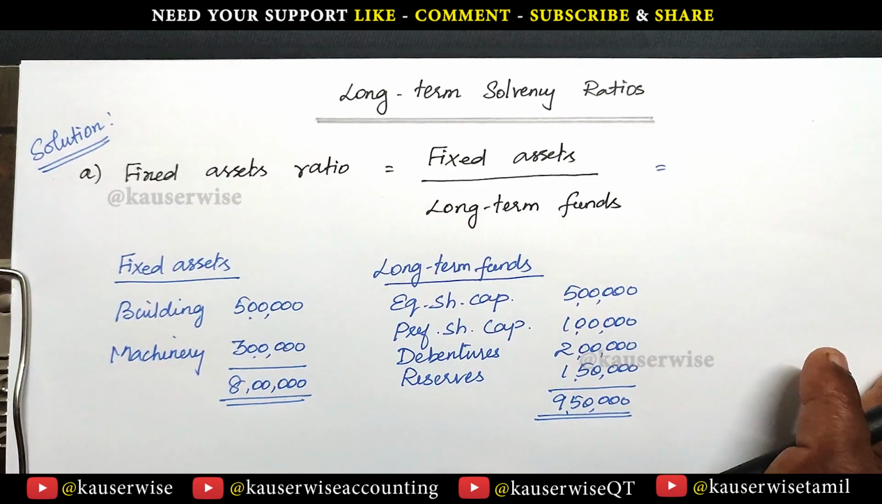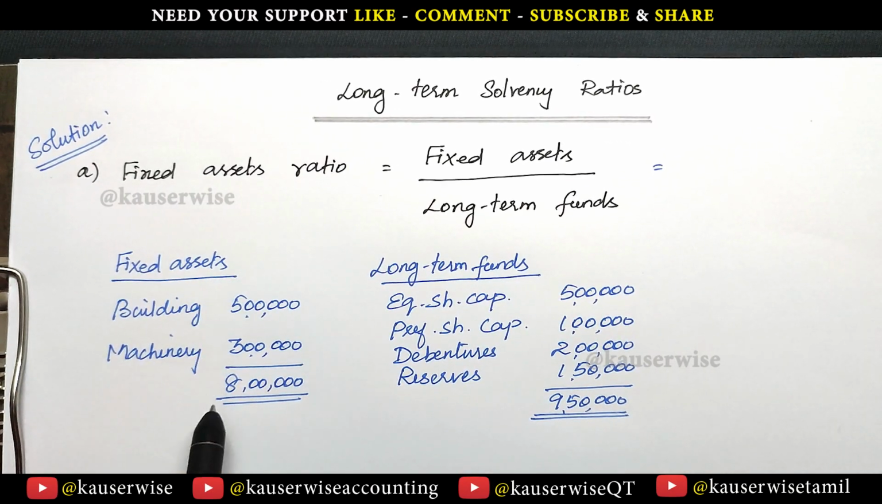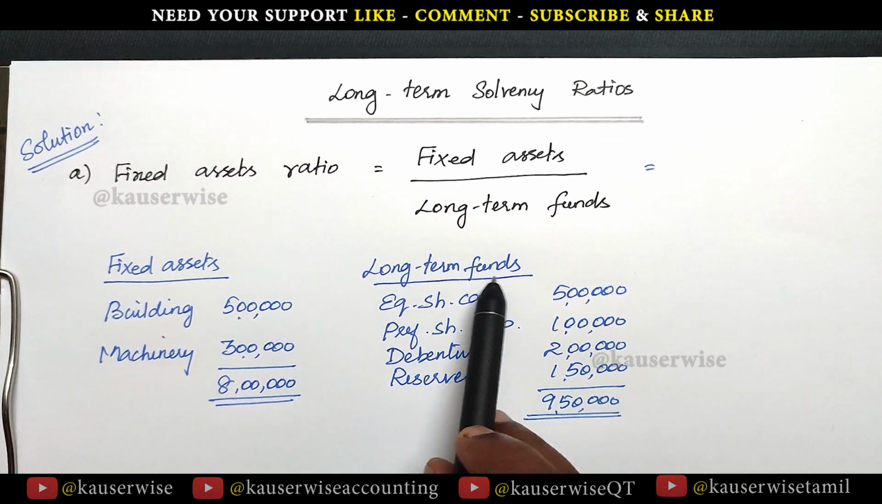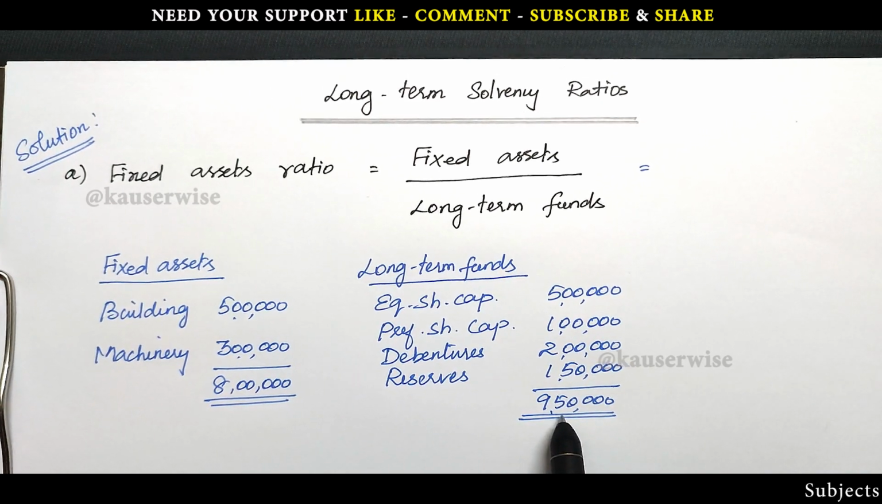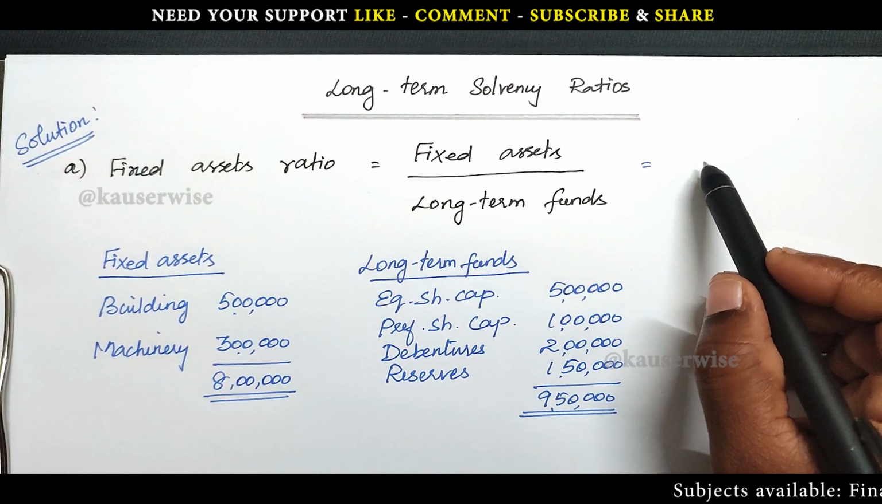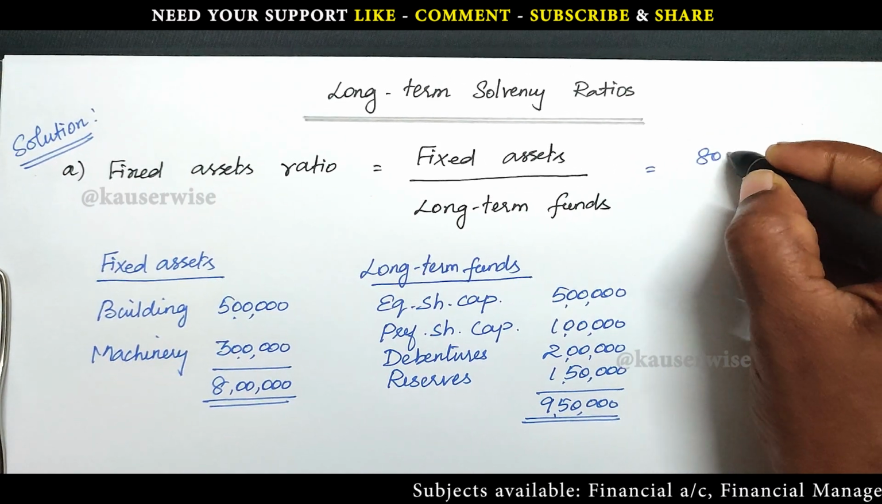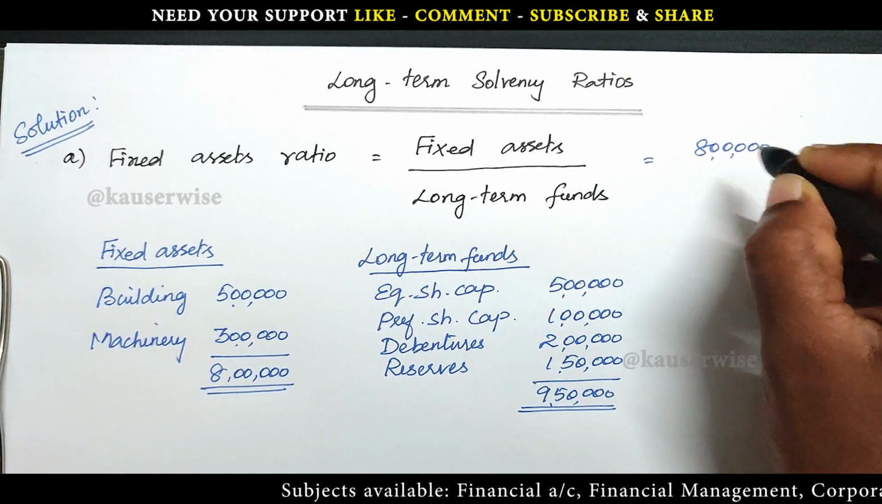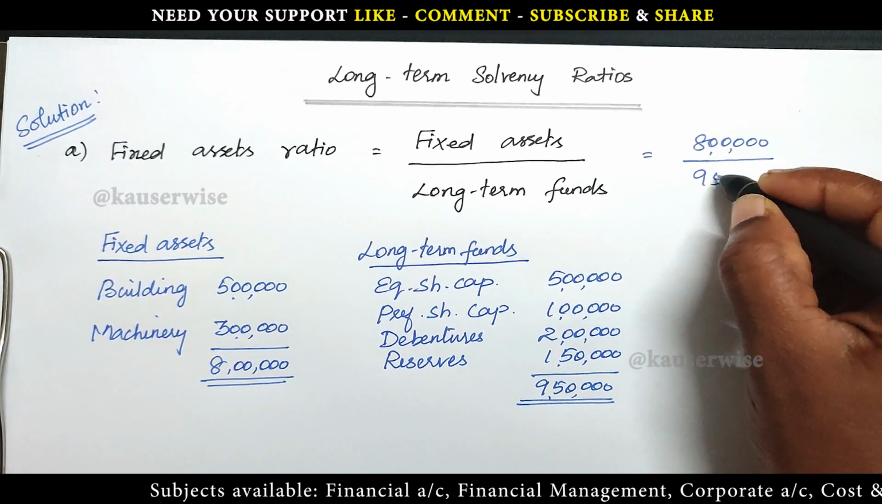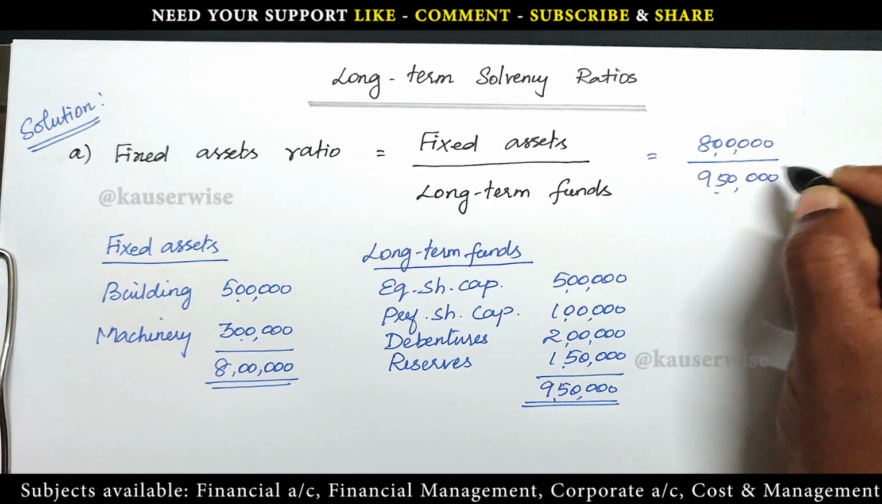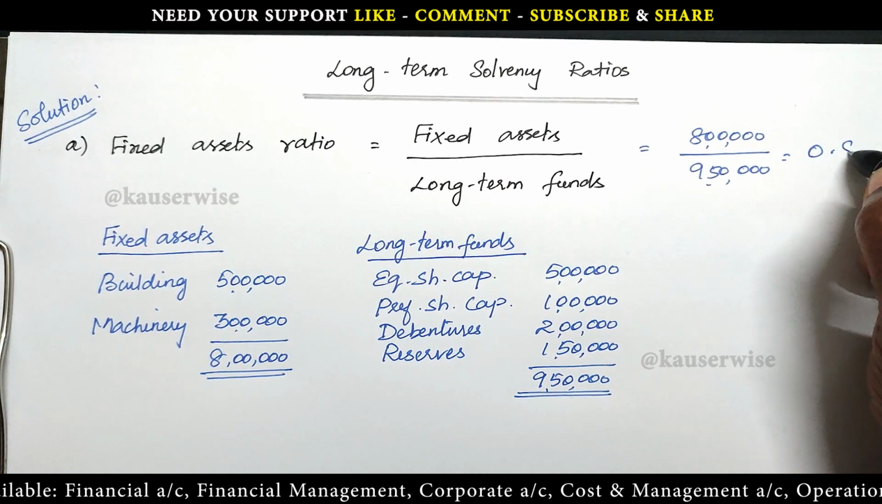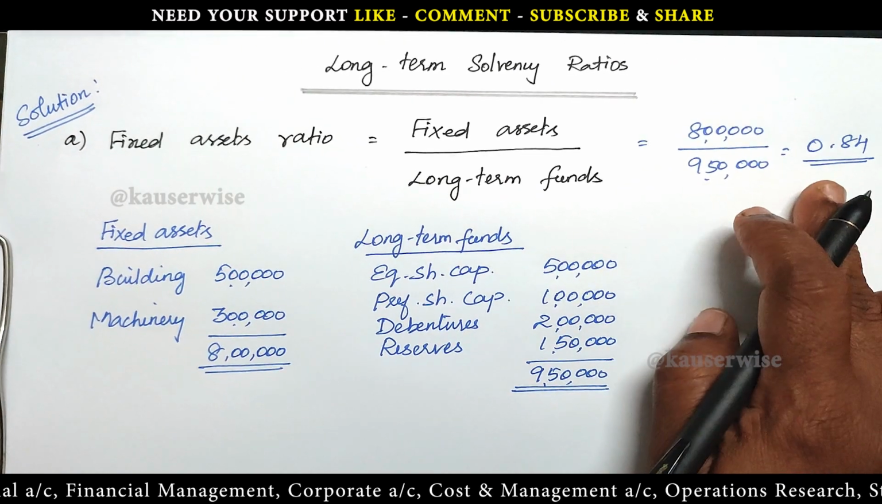Now see the solution. Total fixed assets 8 lakh and total long-term funds 9 lakh 50,000. Substitute the value in the formula to find out fixed asset ratio. So fixed assets 8 lakh divided by long-term funds 9 lakh 50,000 is equal to 0.84. So this is fixed asset ratio.